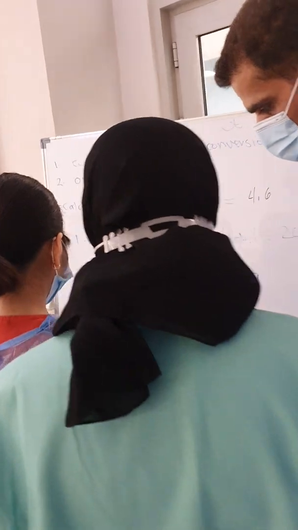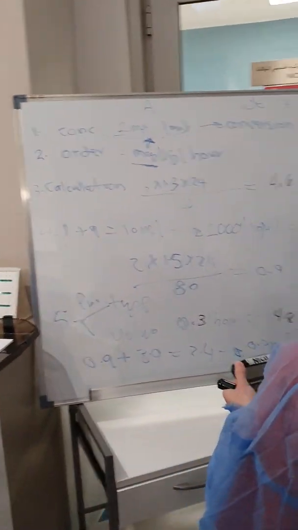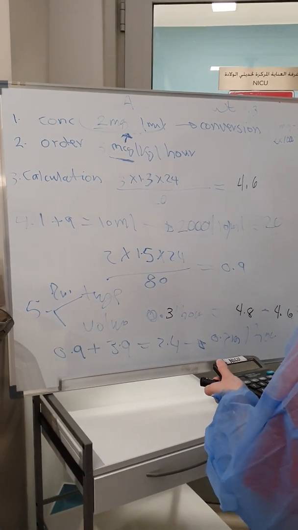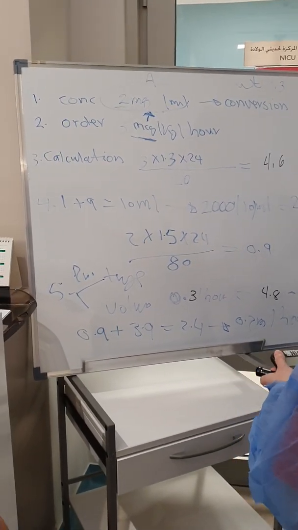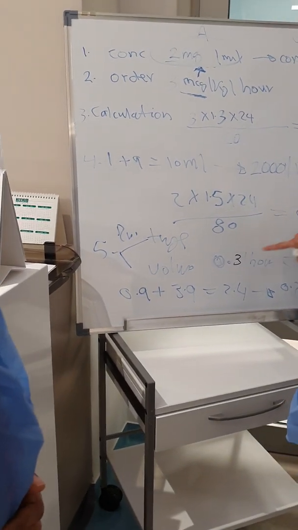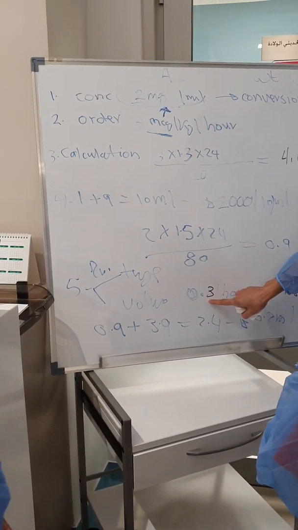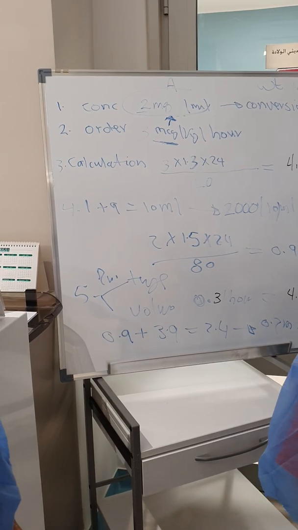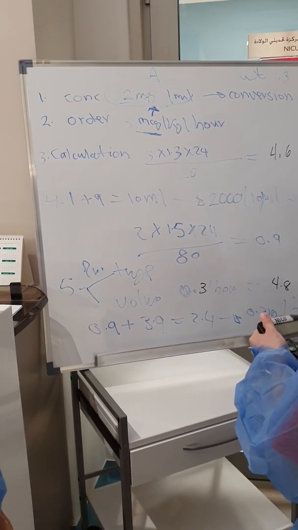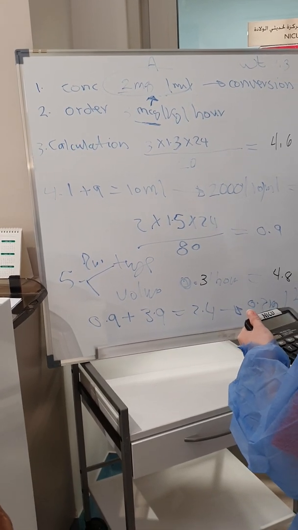4.8 divided by 24, you get 0.2. So this 0.2 is easier to calculate than 0.19. So you can run 0.2, or you can run 0.3, or 0.4, or 0.5. So let's run it at 0.5. So 0.5 times 24, you need 12 now.